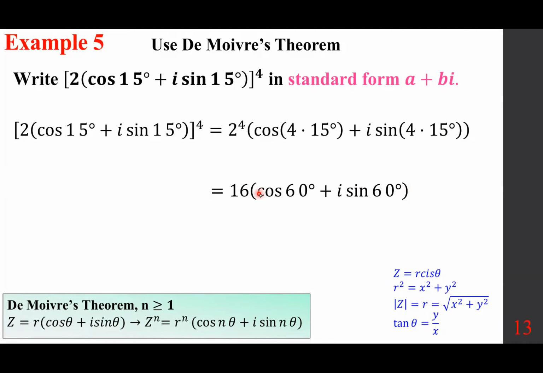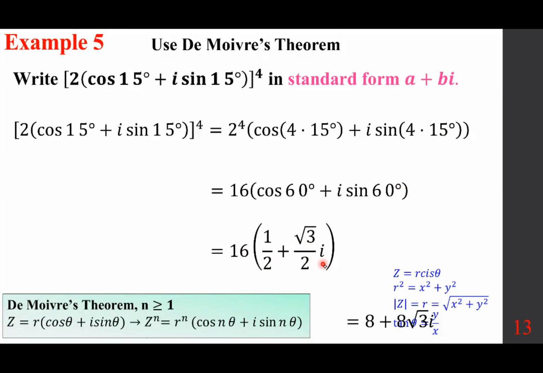And to change this to standard form, or a plus bi, or x plus yi, cosine of 60, you know it to be 1/2. Sine of 60, square root of 3/2. So when we distribute, 16 times 1/2 becomes 8. This one becomes plus 8 square root of 3 i. By the way, sometimes they put the i in between because they want to make sure you recognize this has to be outside the radical sign. So we don't want to mix them up. It's extremely important.